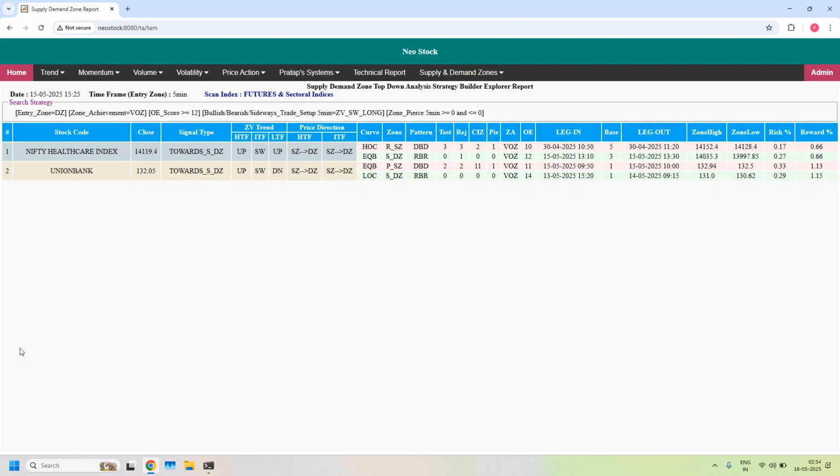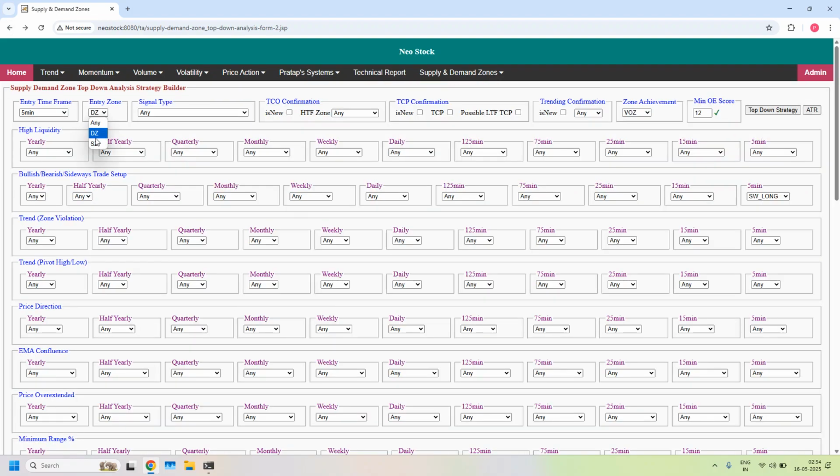This is the sideways long trade setup for hourly income trade. Entry time frame zones are 5 minute demand zones. Next, the sideways short trade setup, hourly income trade. The change I am making is entries on supply zone. Here, at 5 minutes, I am selecting sideways short.